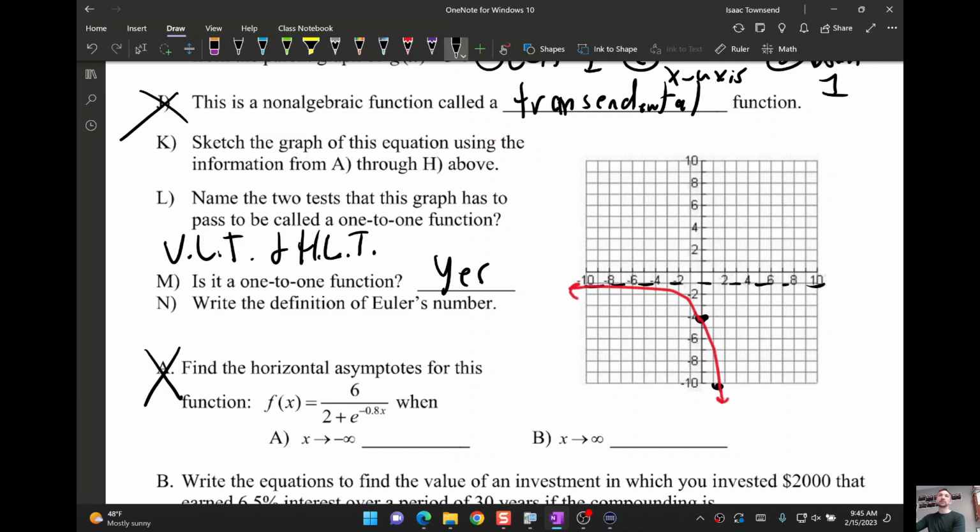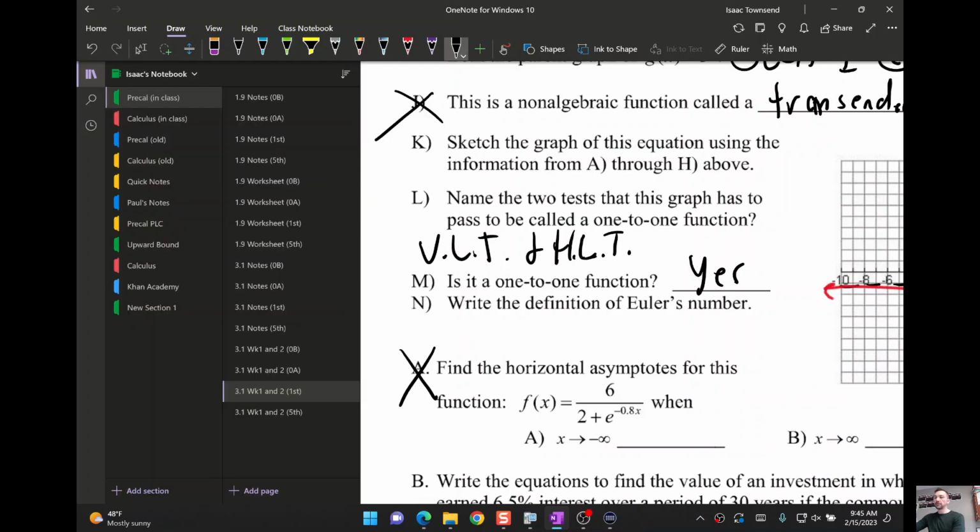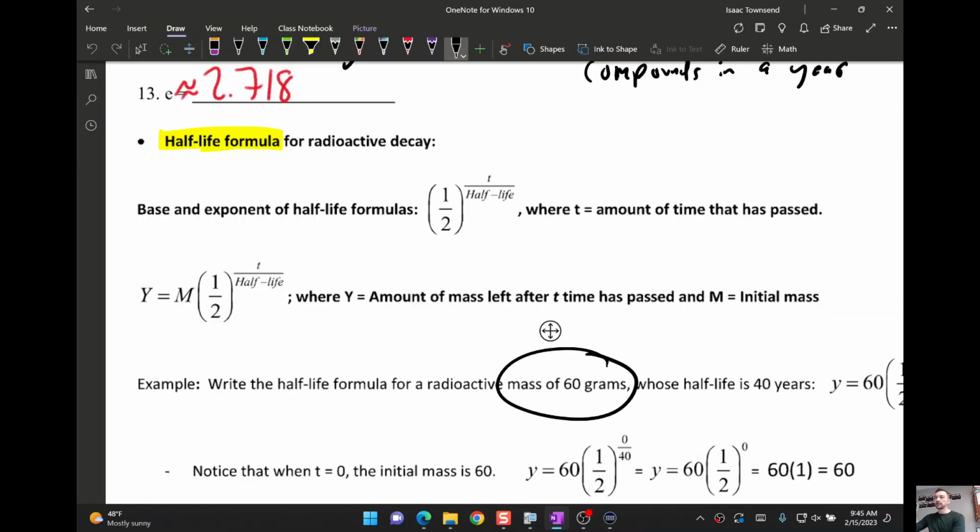Did I talk about Euler's number in your notes? I think I missed that. Sorry, I must have moved on too quickly. Yeah, I did.